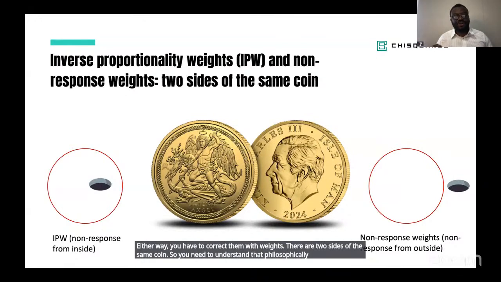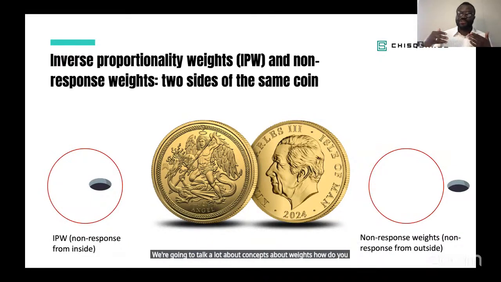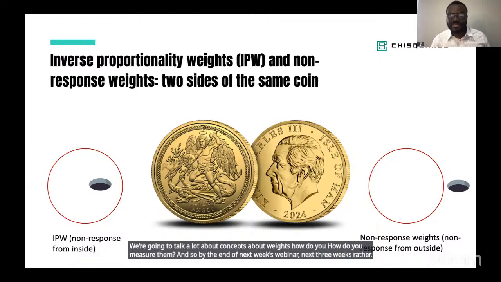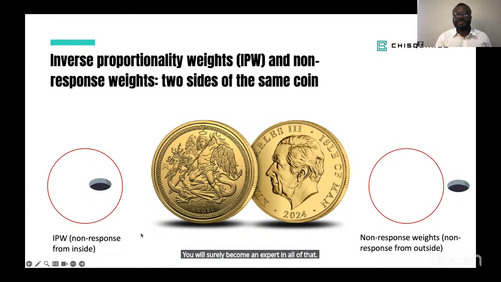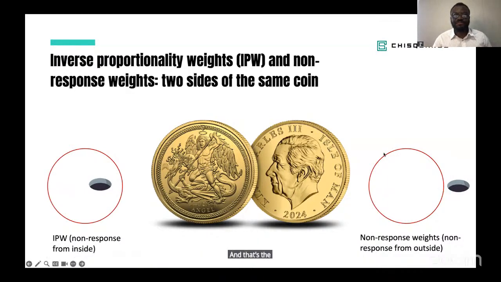Next week's webinar, we're going to focus a lot on survey design, and it's primarily complex surveys. It's not just simple surveys, right? We're going to talk a lot about concepts about weights. How do you measure them? And so by the end of the next 3 weeks, you will surely become an expert in all of that. But the bottom line here is that you should understand that IPW is similar to non-response weights, but doing somewhat different things. And that's the relationship between the two of them.